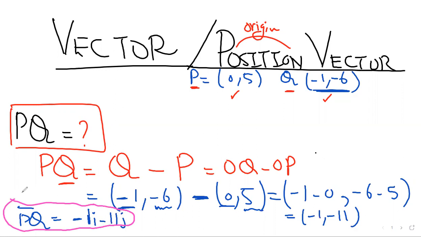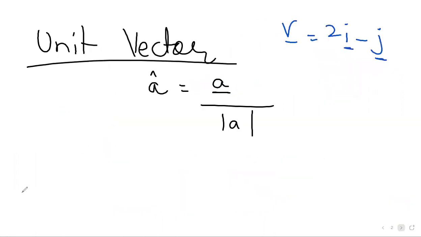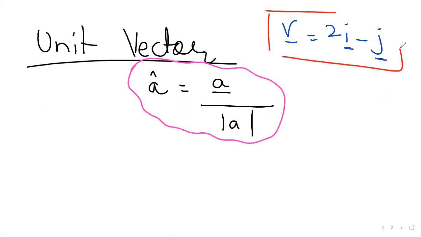Now come to the next concept: the unit vector. The unit vector is also very easy. The mathematical definition I have written in front of you: the vector upon the modulus of this vector. Modulus is also called magnitude. This is the question, and we need to find the unit vector of V.